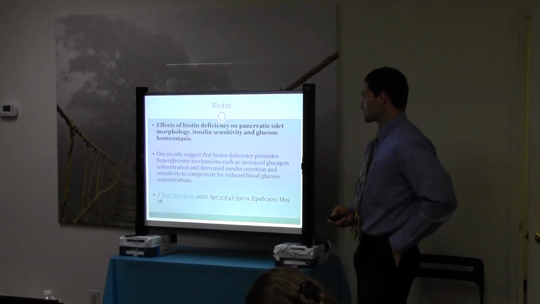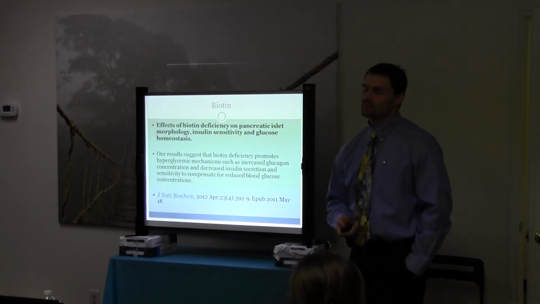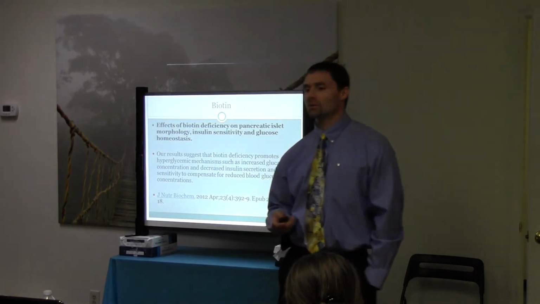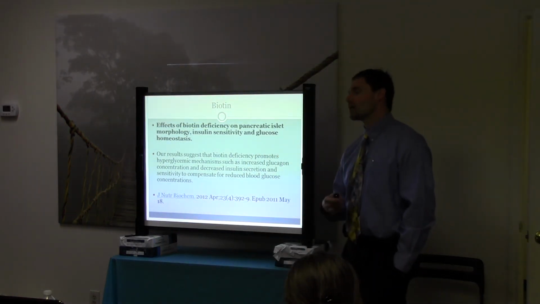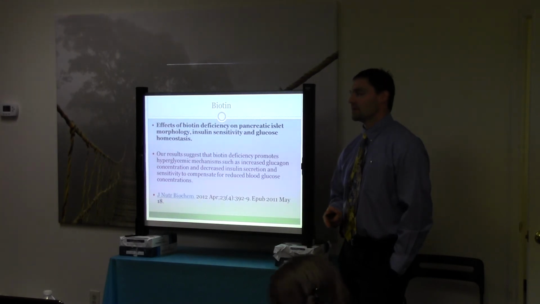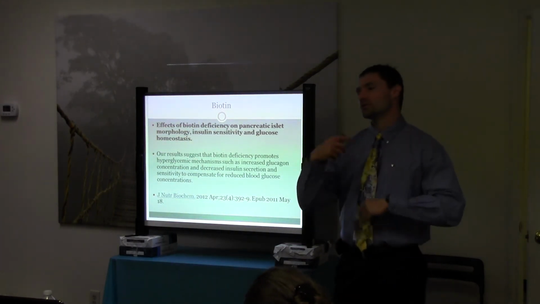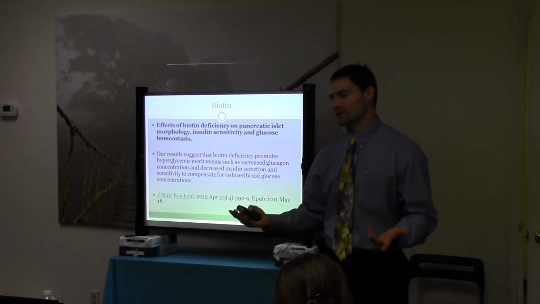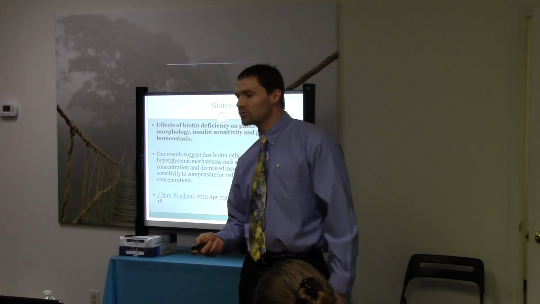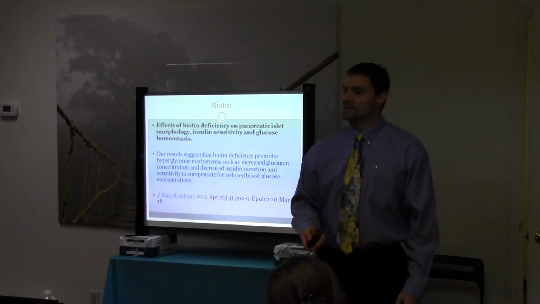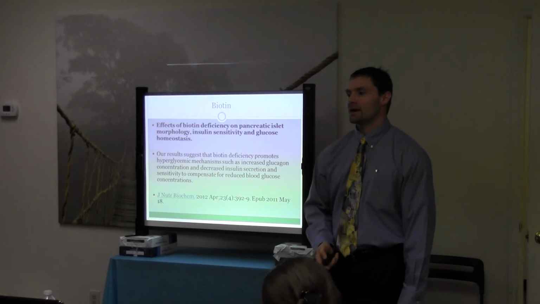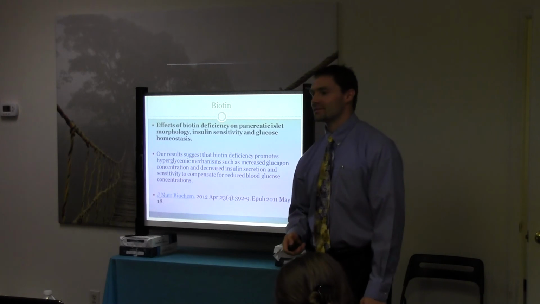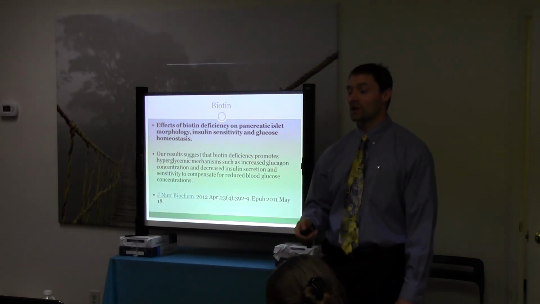So, biotin. These next two, biotin and lipoic acid, these are pretty straightforward in what the effects are. The way that biotin works in this entire process is through what are known as decarboxylase enzymes. If you don't have biotin available, you don't allow decarboxylation to take place, and that's needed to help metabolize glucose and insulin. But here's what it boils down to. Our results suggest that biotin deficiency promotes hyperglycemic mechanisms such as increased glucagon concentration and decreased insulin secretion and sensitivity to compensate for reduced blood glucose concentrations.